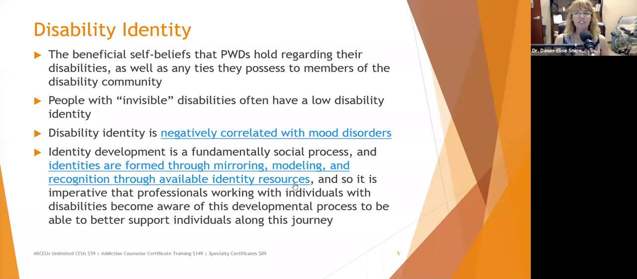Identity development is a fundamentally social process, and identities are formed through mirroring, modeling, and recognition through available identity resources, which means you're going to figure out what it means to have schizophrenia or depression or fibromyalgia by seeing what it means to other people, by seeing what types of lives they can live. If you've got great models that are showing that they are living a great quality of life, despite having this particular issue, then that is going to help develop a positive identity. So it's imperative that when we're working with people with disabilities, that we're aware of the developmental process and the different factors that will help them move to this level of acceptance and adjustment and growth.